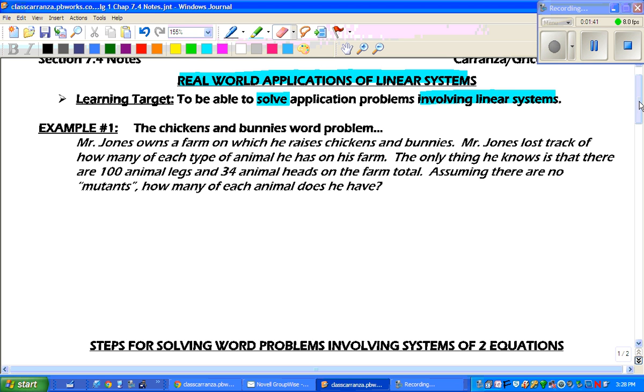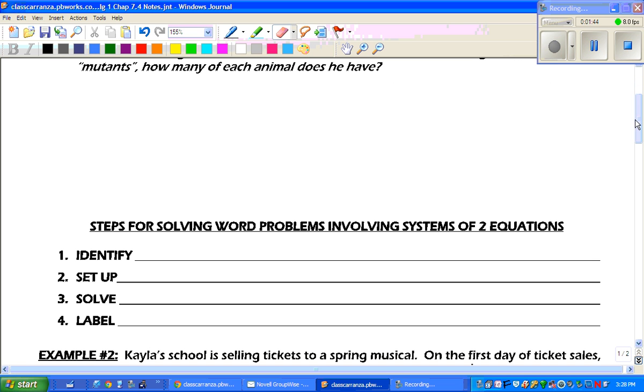So we're going to go back to this problem in just a second, but we need to learn how to solve real-world problems using systems of equations, okay? So the first thing we need to do is identify the unknown values and assign variables.